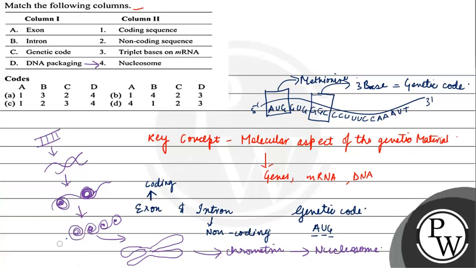When we talk about matching the options, exon is basically the coding sequence. Intron is the non-coding sequence. Genetic code is a triplet of bases on mRNA that we have discussed over here, and DNA packaging talks about the nucleosome. So let us match the columns with the options itself. A first, B second, third and fourth. So option C is the correct answer.